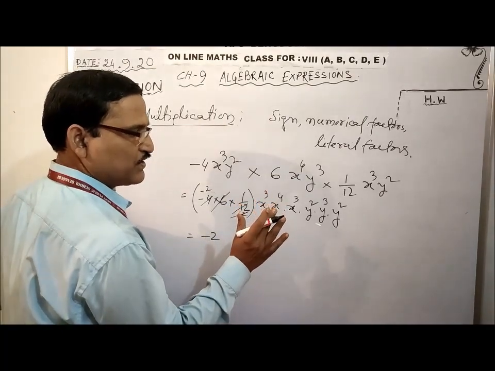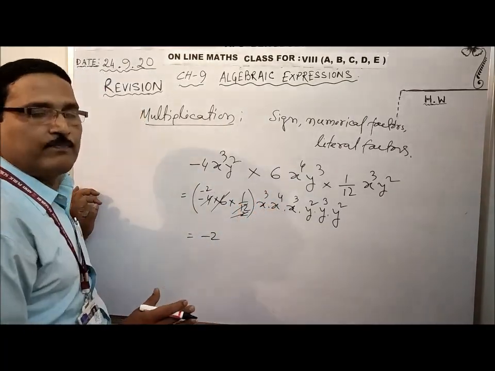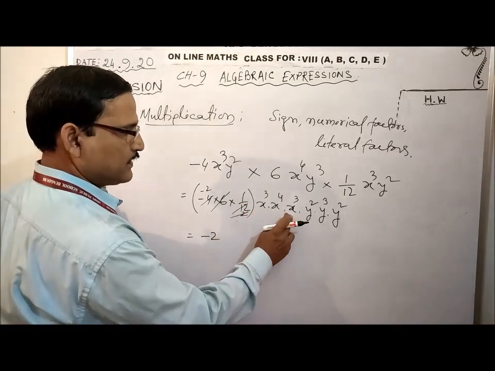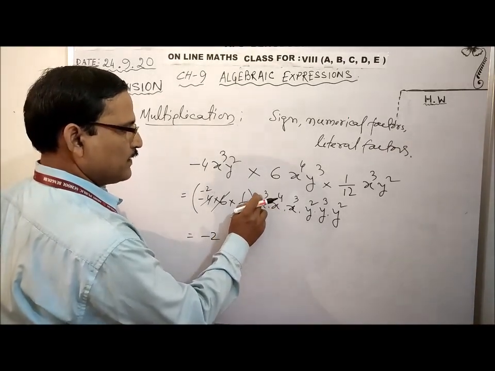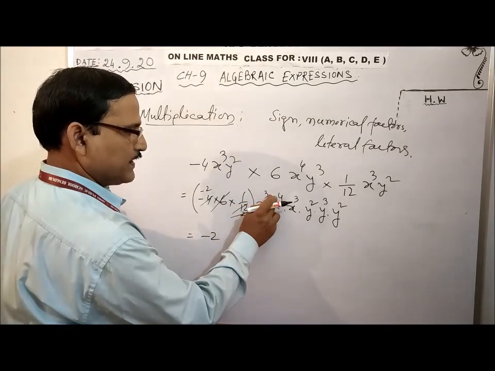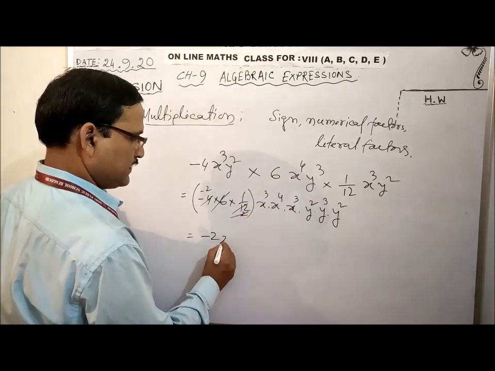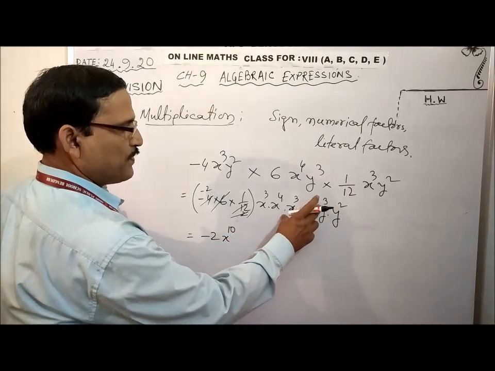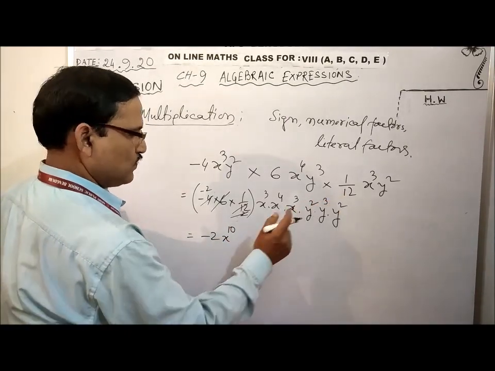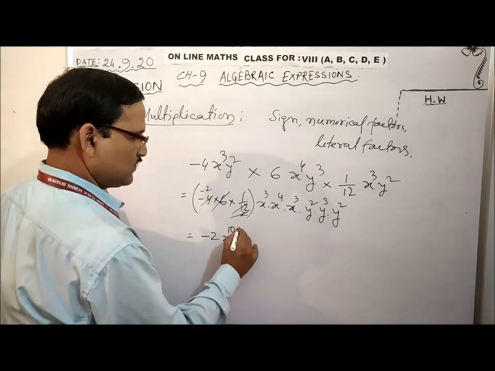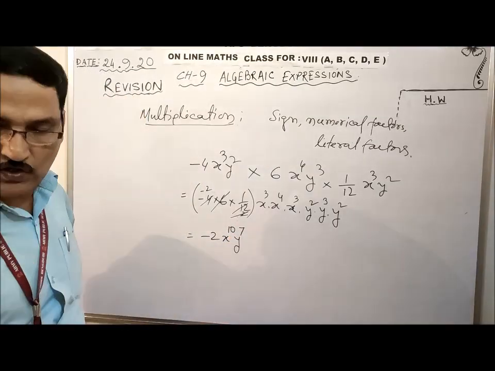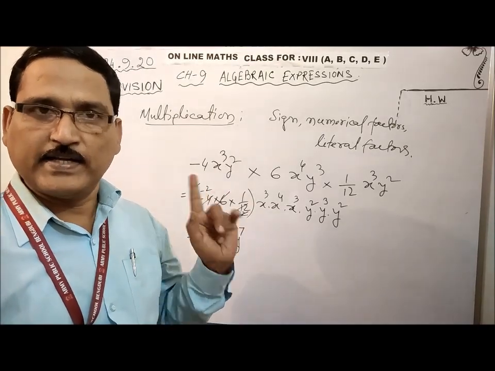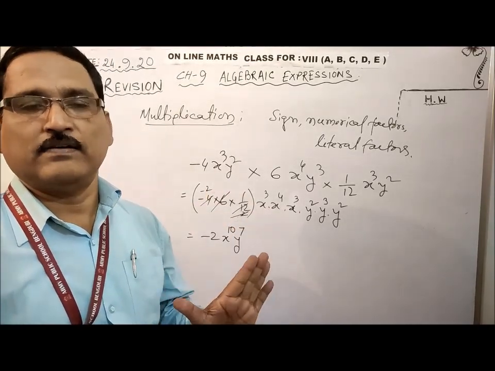Now you have to add the powers. In the case of multiplication, you have to add the powers of the literal factors. For x: 3 plus 4 is 7, 7 plus 3, x raised to 10. For y: 2 plus 3 is 5, 5 plus 2 is 7, so y raised to 7. So in multiplication, first the sign, second the numerical factor, third the literal factor.